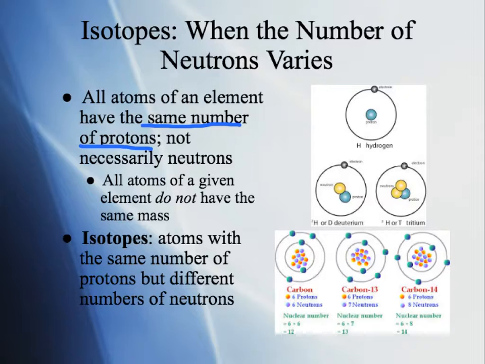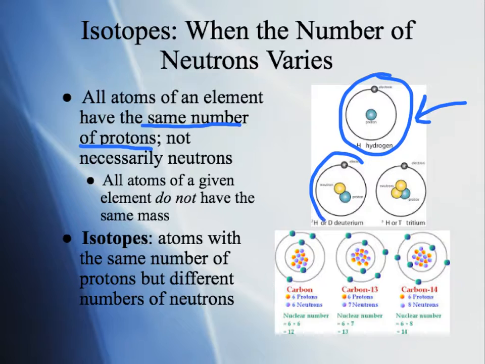We see here, as an example, the element hydrogen. Hydrogen comes in 3 different varieties. It can have 1 proton and no neutrons. It could have 1 proton and 1 neutron, or it can have 1 proton and 2 neutrons. They are all hydrogen atoms, okay, but they are all going to have different masses, right?